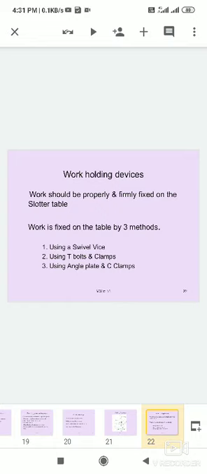Work is fixed on the table by three methods: using a vise, next, using T bolts and clamps, and the angle plate and C clamps also.